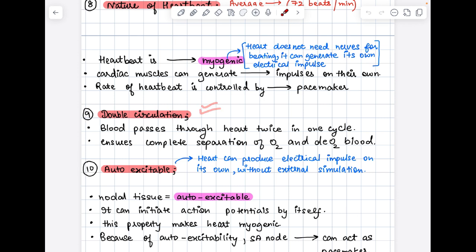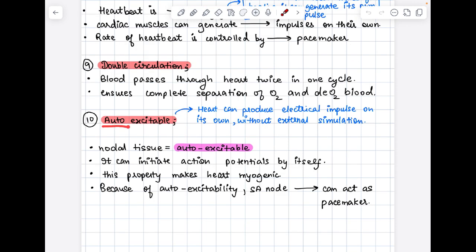Double circulation. Blood passes through the heart twice in one cycle. Ensures complete separation of oxygenated and deoxygenated blood. Auto-excitable. Now what do you mean by this term? Let us understand. Heart can produce electrical impulse on its own without external stimulation. This is also very important term to be remembered.